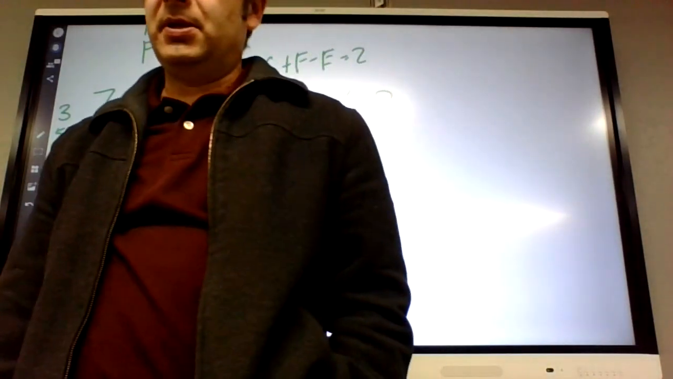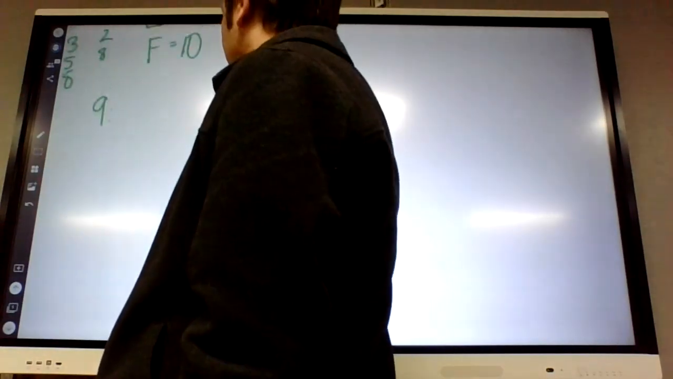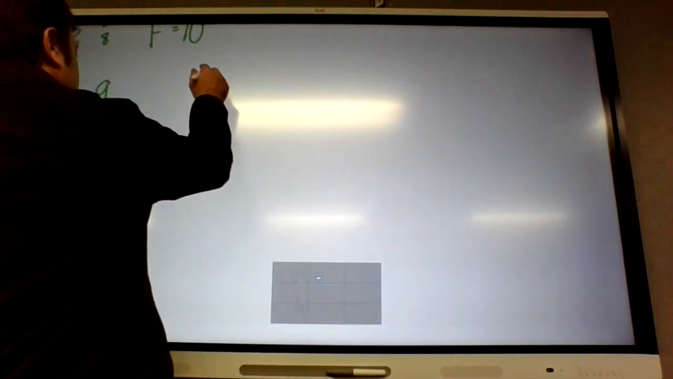Number 9. Okay, this is the drawing part. So for 8 and 9, you're supposed to draw that triangular prism that they drew. So just draw.